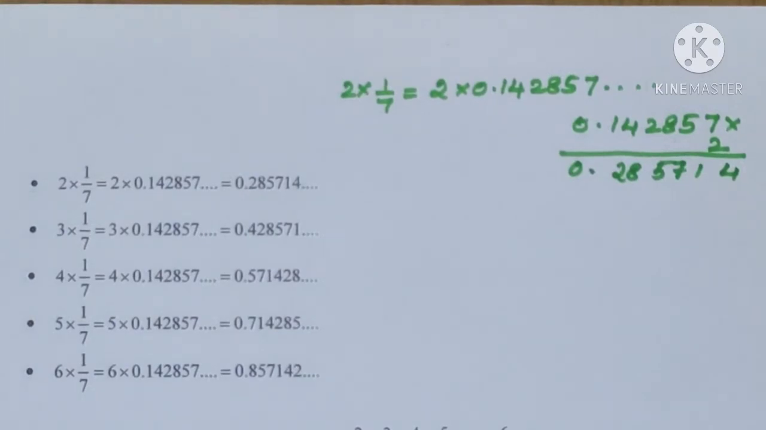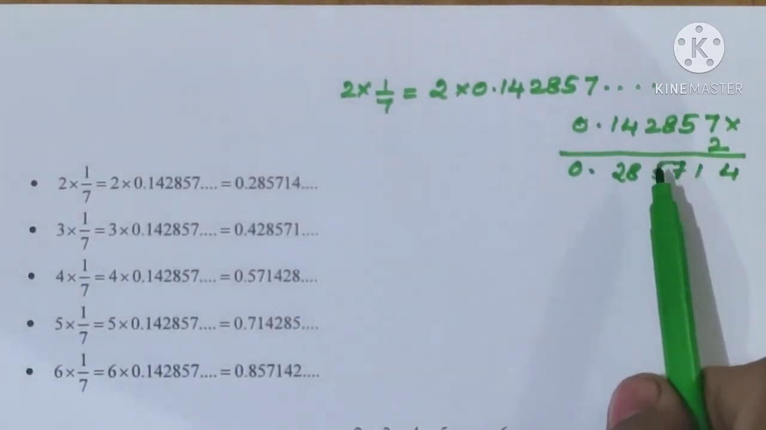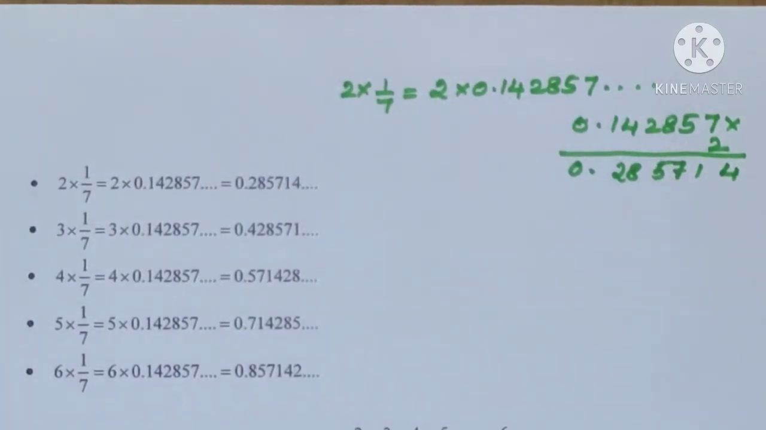2 into 1 by 7 means 2 into the value of 1 by 7, that is 0.142857 etc. to be multiplied. We'll get the answer 0.285714. We can see how we are getting the multiplication. Normal multiplication I had done here, 0.142857 into 2. We are getting 0.285714. But here also you can see some pattern repeating there.